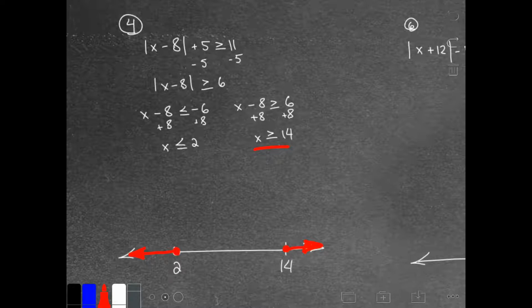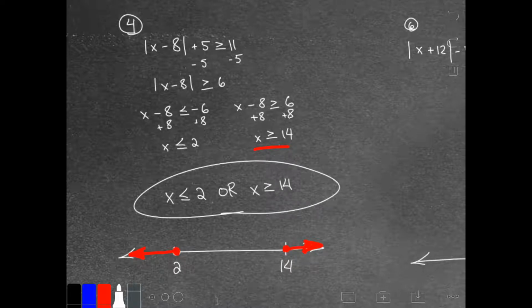That gives us our graph for greater than. So this is an or statement again. So we should write: x has to be less than or equal to 2, or x has to be greater than or equal to 14.